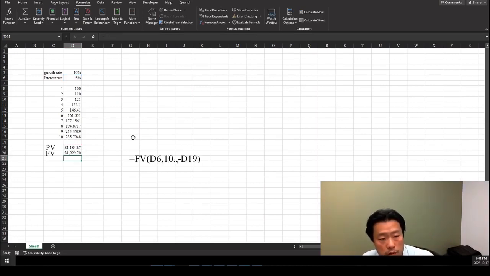You got the answer, which is 1929.70 cents, as the future value. So it means that after 10 years you are going to get 1929.70 cents if you put $100 initially in the bank, and it's growing at 10% every year for 10 years. That's it for today, thank you.